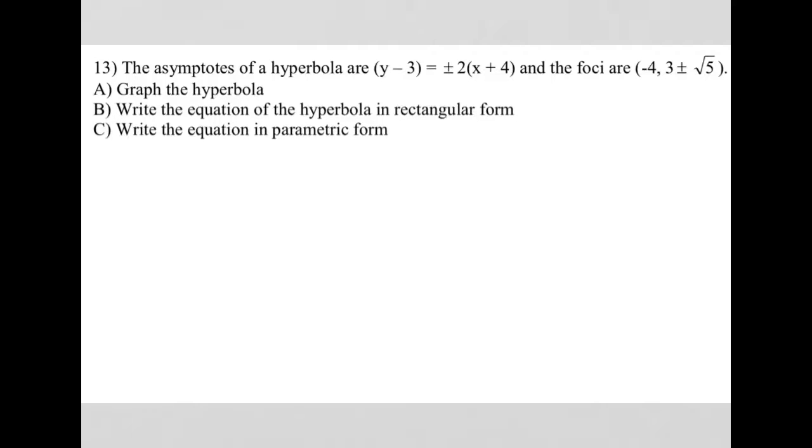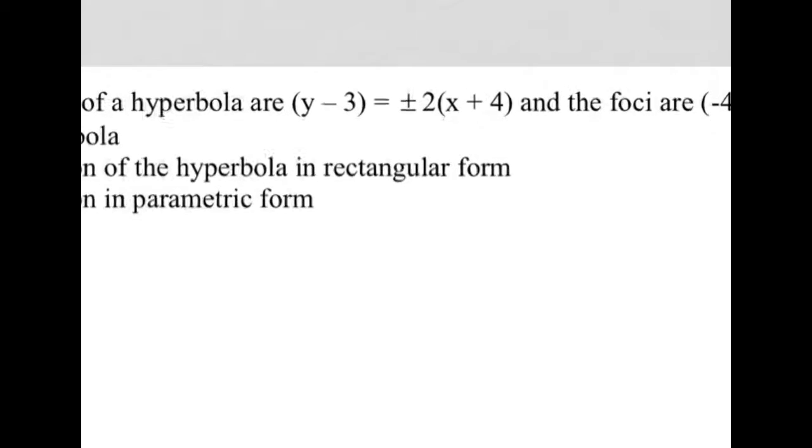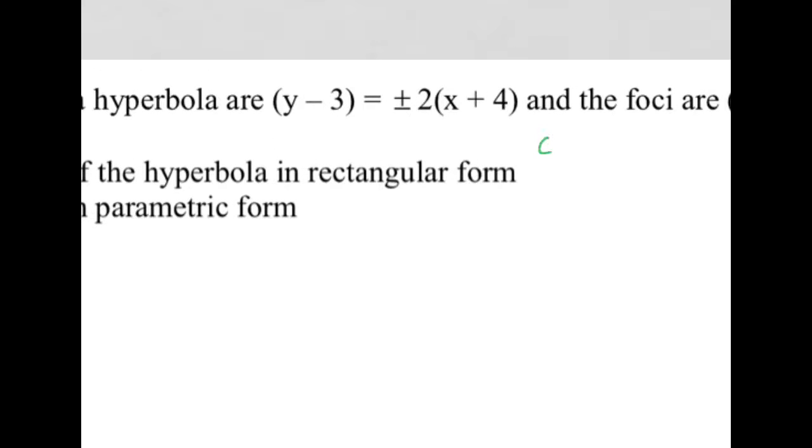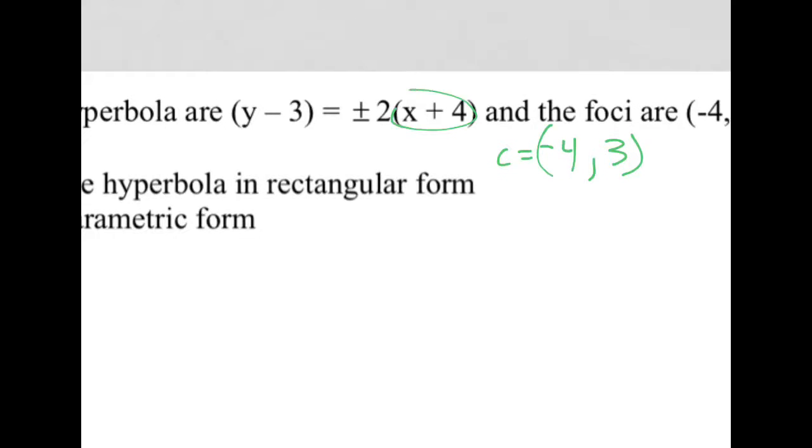All right, problem number 13 on the world's largest learning guide. Okay, the asymptotes of a hyperbola are y minus 3 equals plus or minus 2 times x plus 4. From this, we need to remember a couple things. We need to remember that this is actually telling us from the asymptotes that the center is the x value of negative 4 and the y value of positive 3, coming straight from that right there.